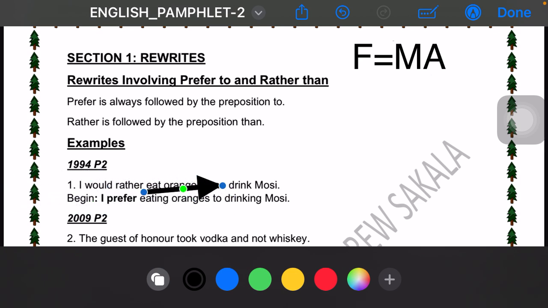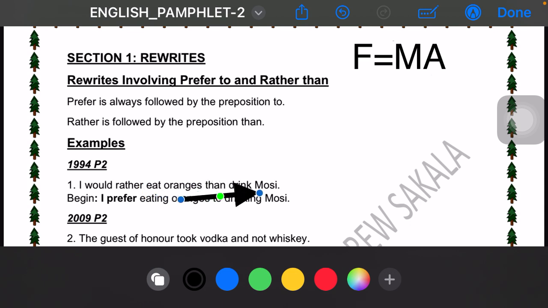And then this one here, drink mossy. It's a complete what? Sentence. So now they have joined these two sentences using what? Than. So for you to write these sentences starting with I prefer, you have to join these two complete sentences by using what? The word to. That's how you identify where to place the word to.